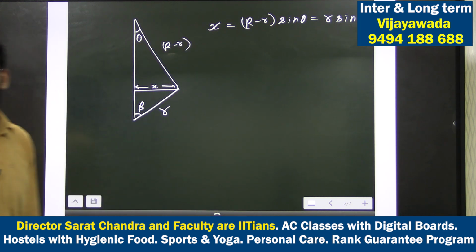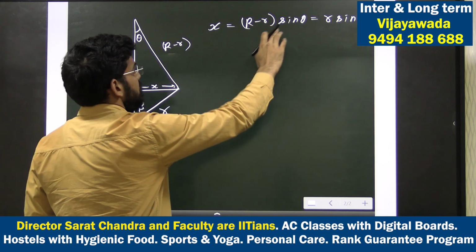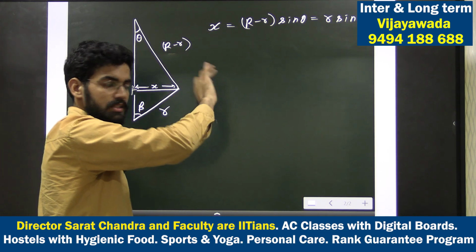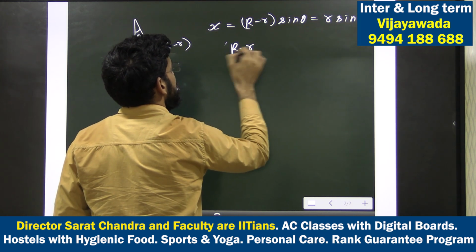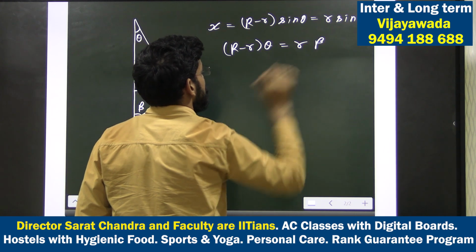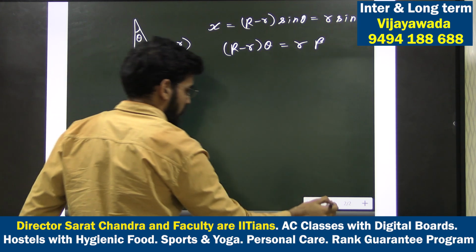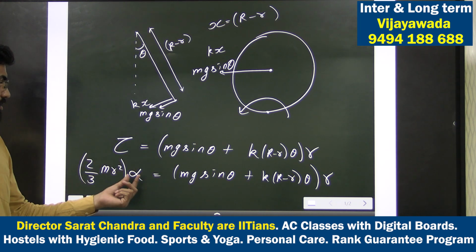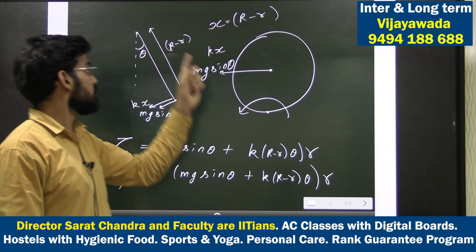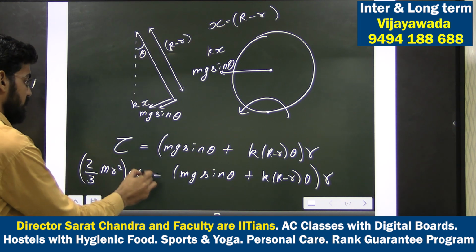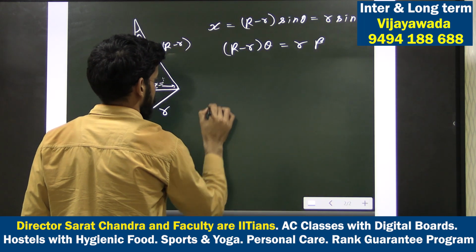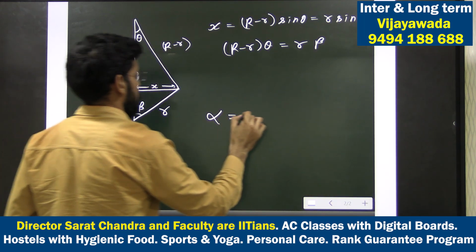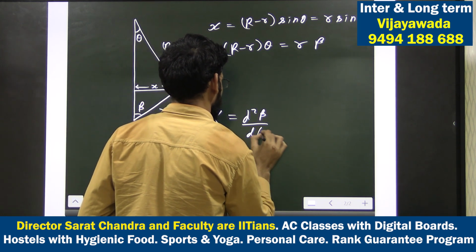One more thing here: if theta and beta both are small, because we are doing SHM, then sine theta is theta and sine beta is beta, so (R minus r) into theta is equal to r into beta. Here we will use double differentiation. Why? Because I don't want the angular acceleration alpha about this, I want the angular acceleration about this. So when you are writing alpha, alpha is actually d2 beta by dt square.